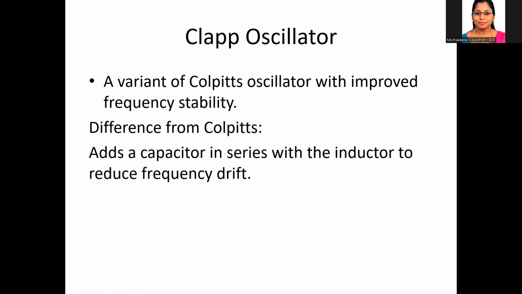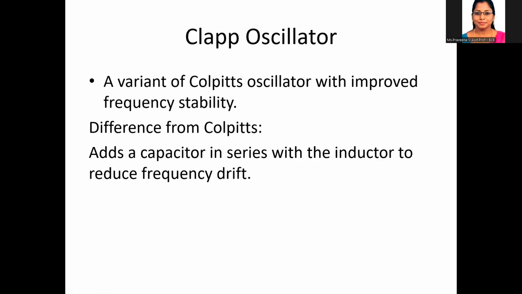And next one is the Clapp oscillator. The Clapp oscillator is a modified version of the Colpitts oscillator. It provides improved frequency stability and accuracy. It is widely used in RF communication systems where a stable frequency source is required. The main difference between the Clapp and Colpitts oscillators is the addition of an extra capacitor connected in series with the inductor in the resonance circuit. That is the main difference.